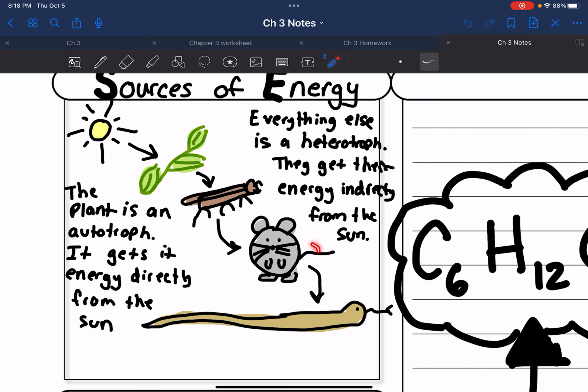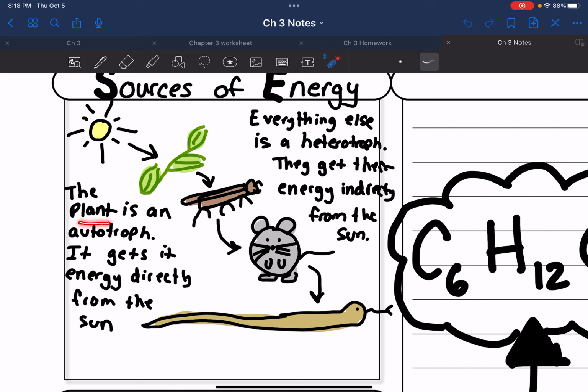And then here comes a mousey. He's so cute. He's going to eat the grasshopper who ate the leaf, who got its energy from the sun. So way indirectly, the mouse got its energy from the sun, right? And then here comes a little slithery snake. He eats the mouse, who ate the grasshopper, who ate the leaf, who got its energy from the sun. So way indirectly, the snake also got its energy from the sun.